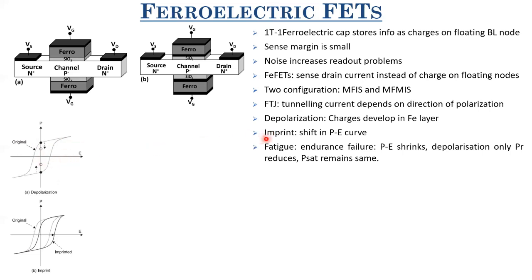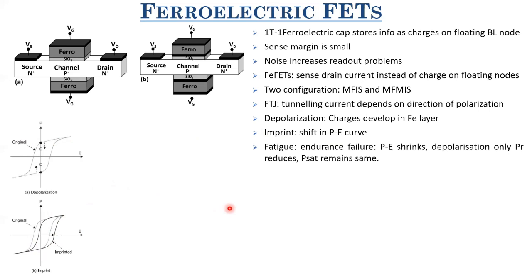There's also one property which is called imprint. What imprint leads to is a shift in the threshold. It leads to a shift in the PE curve, or a shift of the coercive field basically. So this is also one of the problems which people encounter while handling these ferroelectric caps.